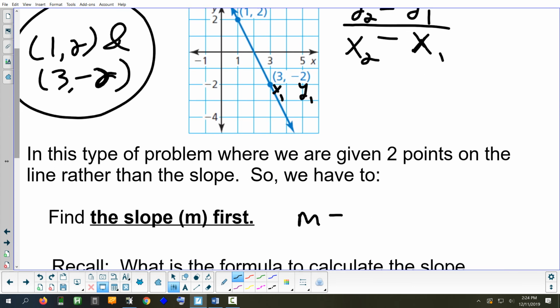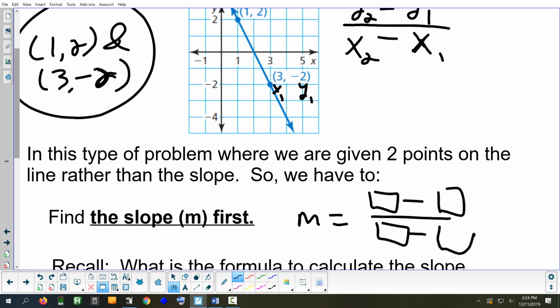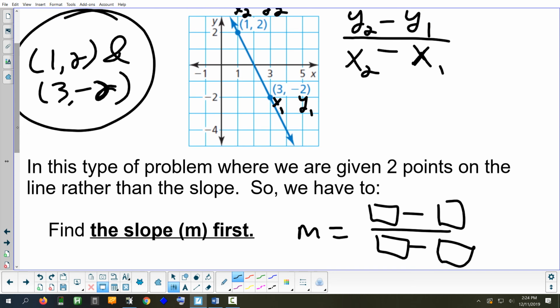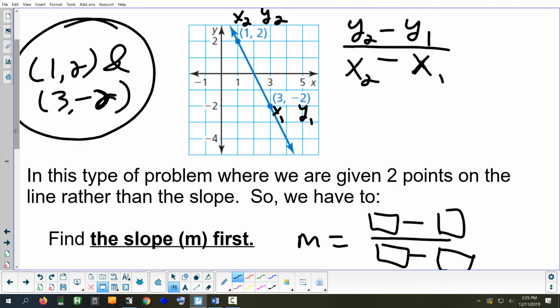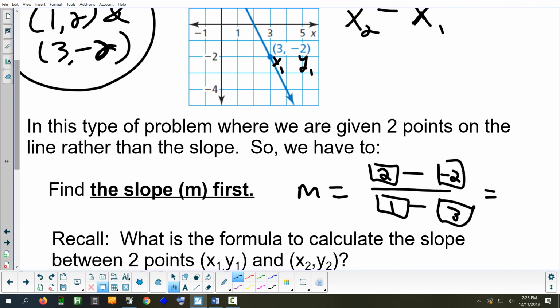I'm going to do it right here. Slope. I always put the minuses, put boxes, and fill them in. Okay. What number goes in the upper left box? 2. What goes in the upper right box? Negative 2. What goes in the lower left box? 1. What goes in the lower right box? 3. Okay, let's simplify that and see what our slope is.